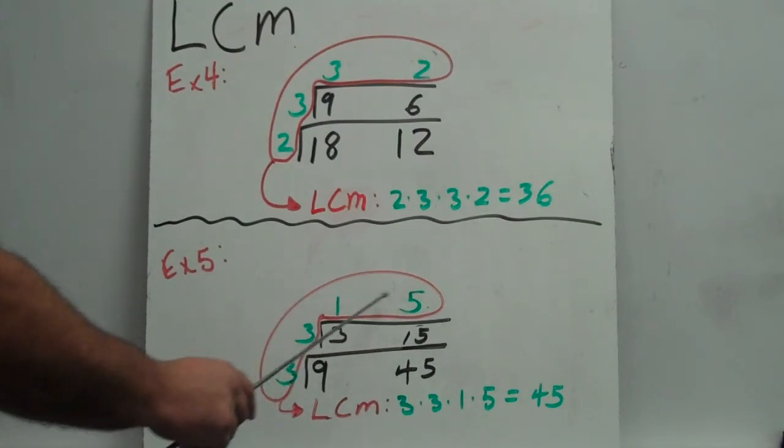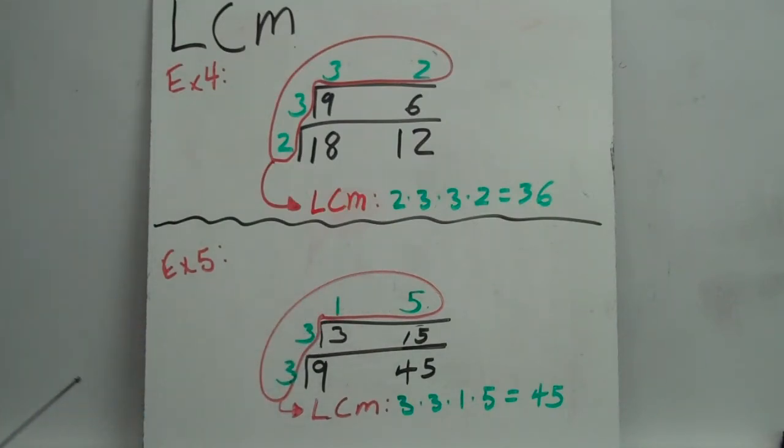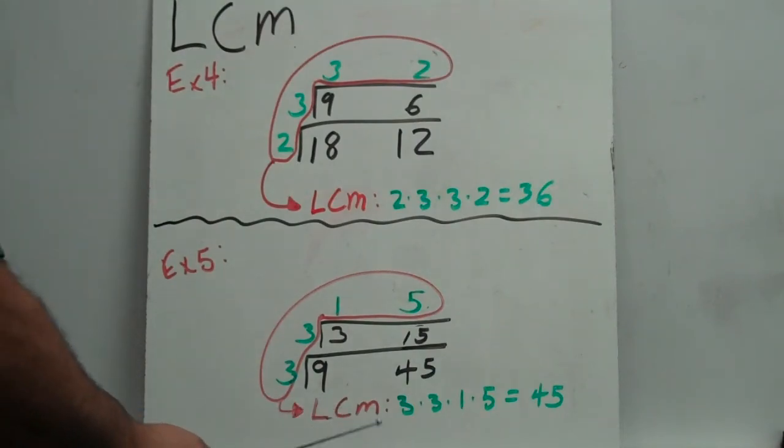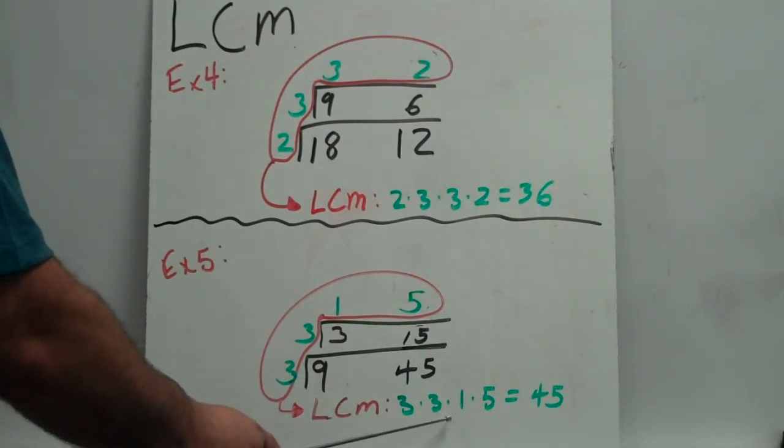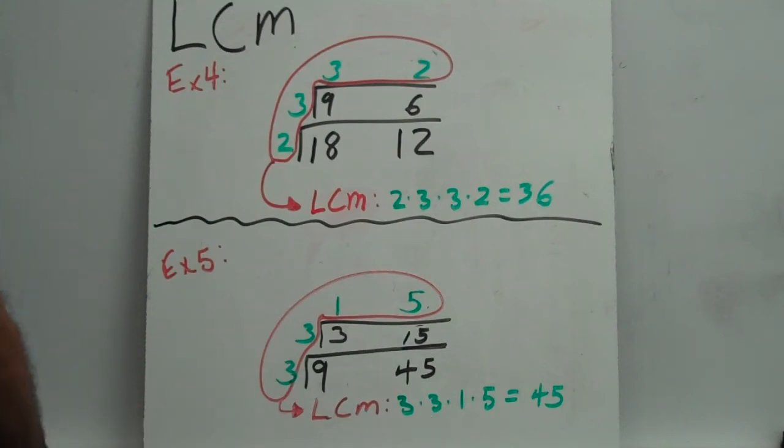And we're going to take all those factors on the outside of the birthday cake and we're going to find the lowest common multiple. So we'll take 3 times 3, which is 9, times 1, which is 9, times 5, which is 45. So in this case, the lowest common multiple actually happened to be one of the numbers we were working with.